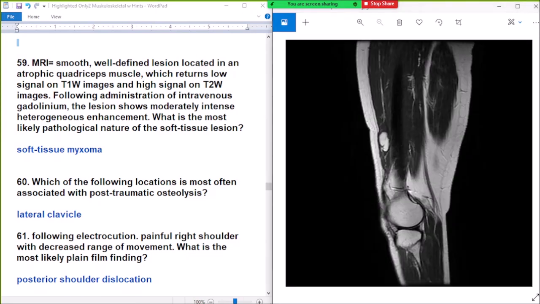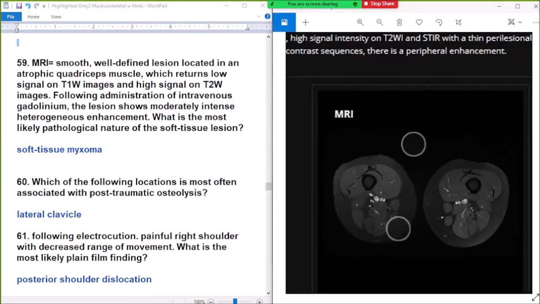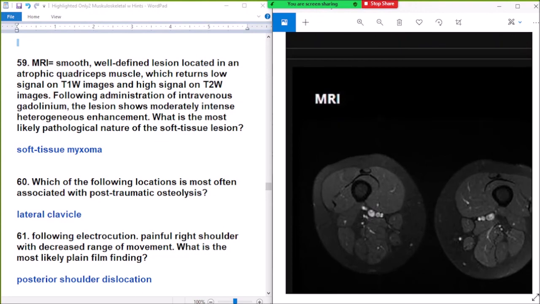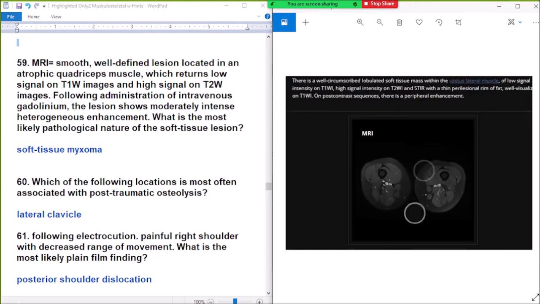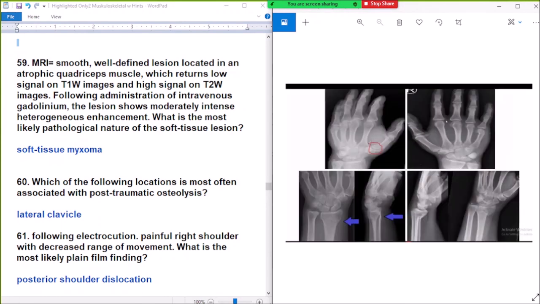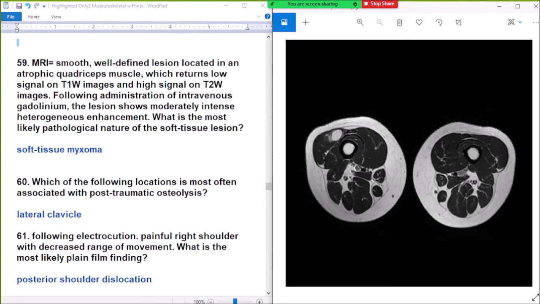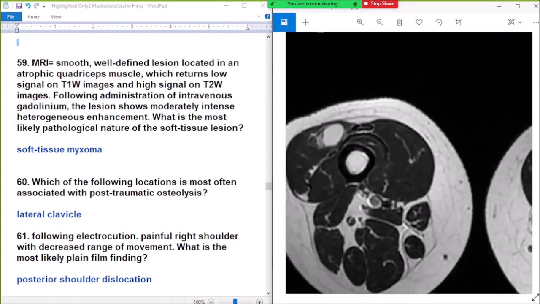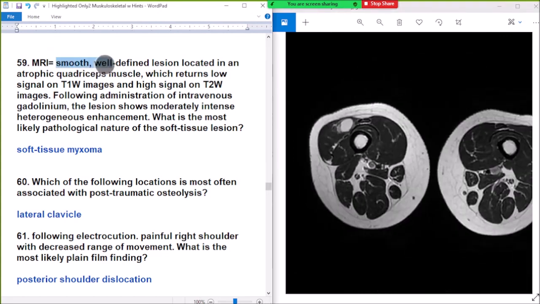Question 59. Soft tissue myxoma is high on T2 and low on T1. It is smooth and well-defined, located in the intramuscular compartment, and returns low signal on T1.